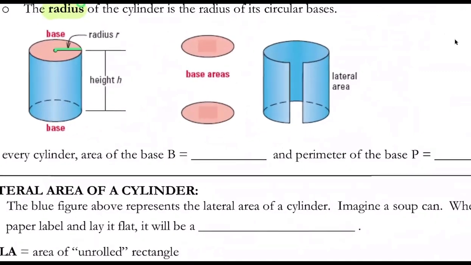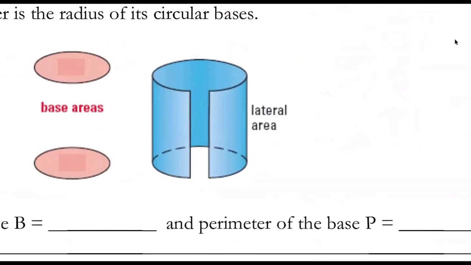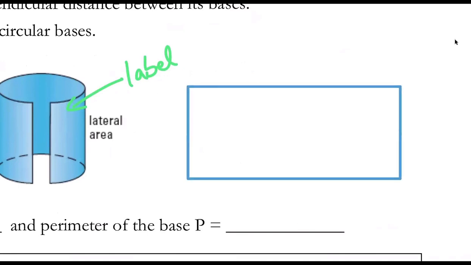Basically, you have two circles, those are the base area parts, and then you have the lateral area part. If you imagine a can, like a soup can, this would be like the top and the bottom of the can. And then this part would be like the label. So if you were to take that label and unroll it, what would it look like? So I'm going to draw over here a rectangle that would represent the unrolled label.